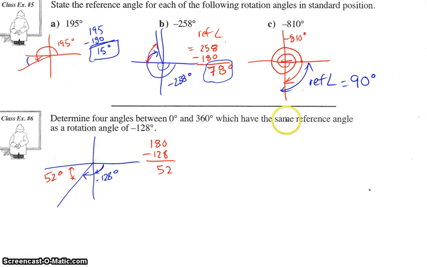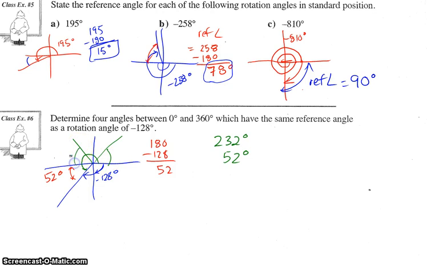Okay, so 4 angles between 0 and 360. So 52, well, first of all, that one that we just drew, we could go this way to get to it, really by going 180 plus 52, and that would give us an angle of 232 degrees. There's one. We could also have an angle in quadrant 1 with the same reference angle of 52, and that would simply be 52 degrees.